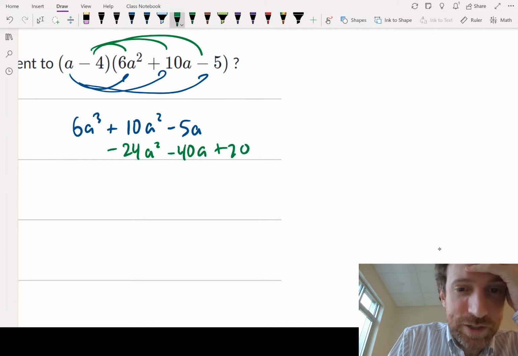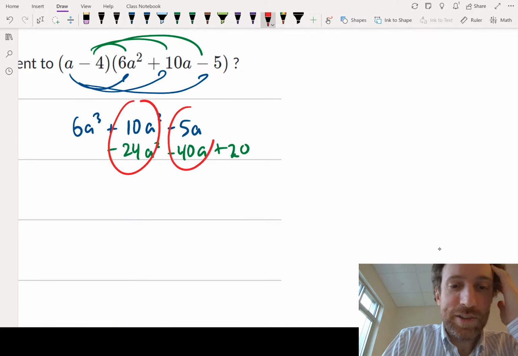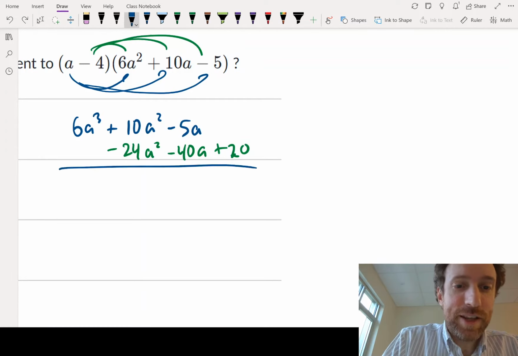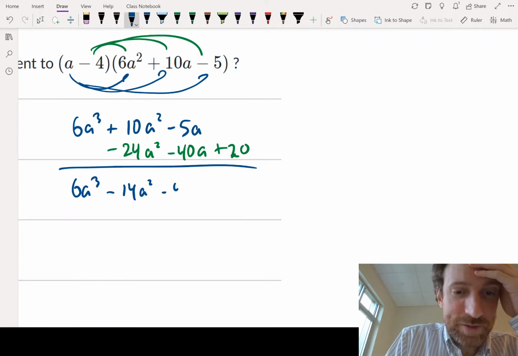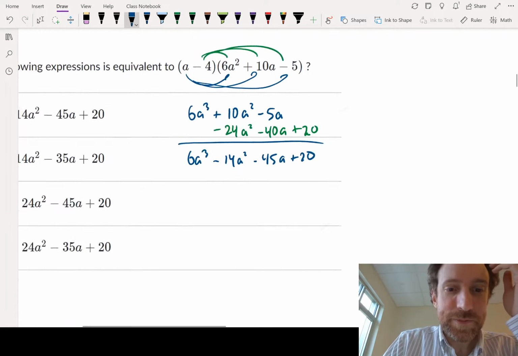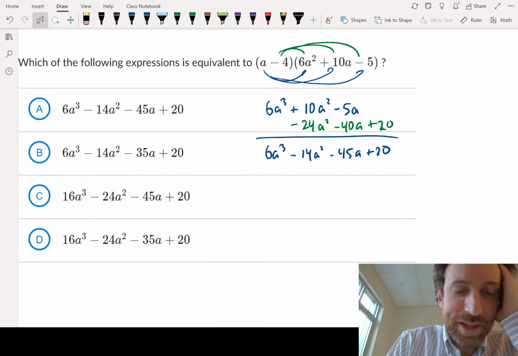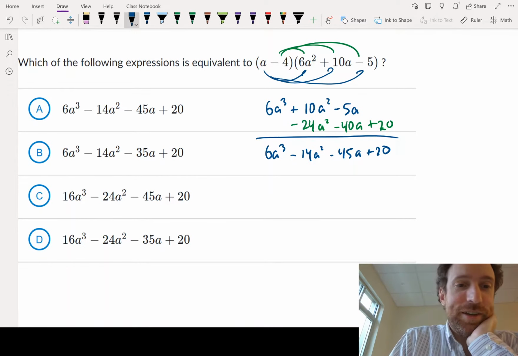And you'll notice that the way I wrote them was to produce these nice columns, kind of like I was talking about before. That makes it easy for us to combine like terms and get 6a cubed minus 14a squared minus 45a plus 20. Let's check and see if that's one of the answer choices. And sometimes I also see students just pick the wrong answer choice. So don't do that. This looks like answer choice A.